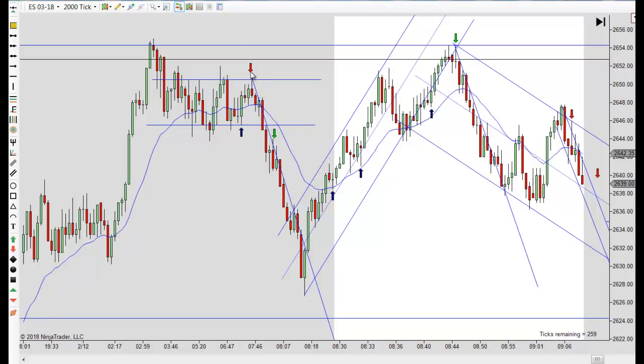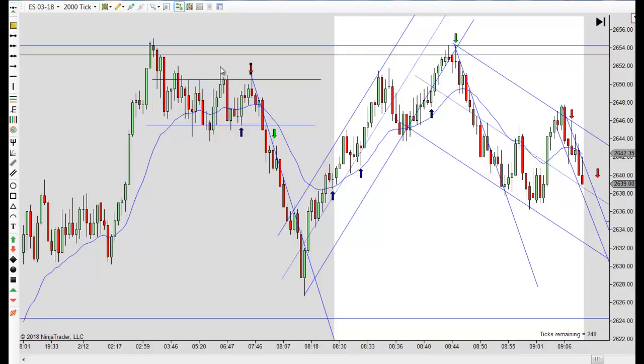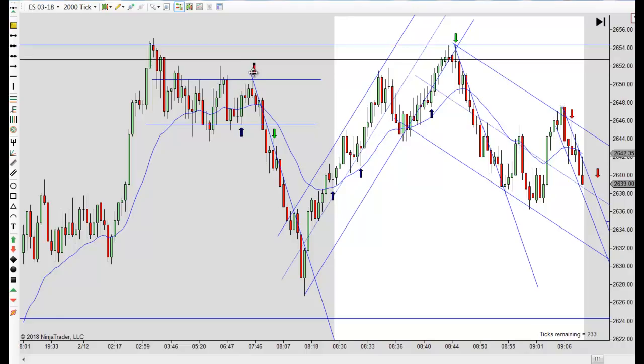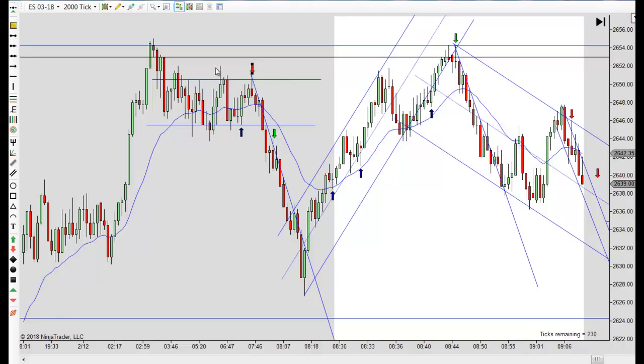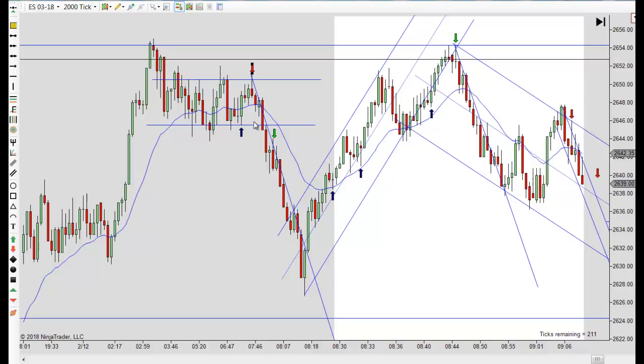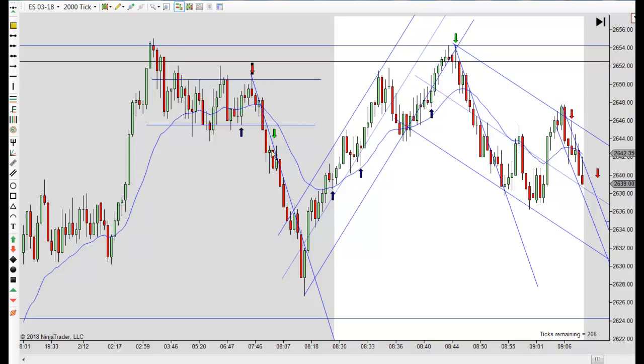and then the bottom just falls out of it. I actually like entering here just because it's another double test of this level, and it really makes a double top right there. You can see that, and it's a double test of that level, and it gives you plenty of room to get out. You're just looking for a scalp, but the way this drops right through with no support at all, you just ride this out.